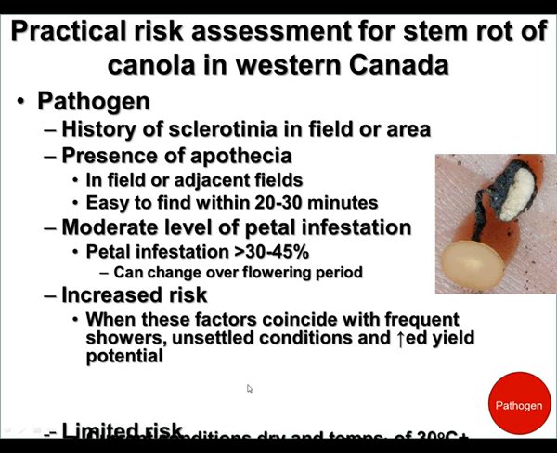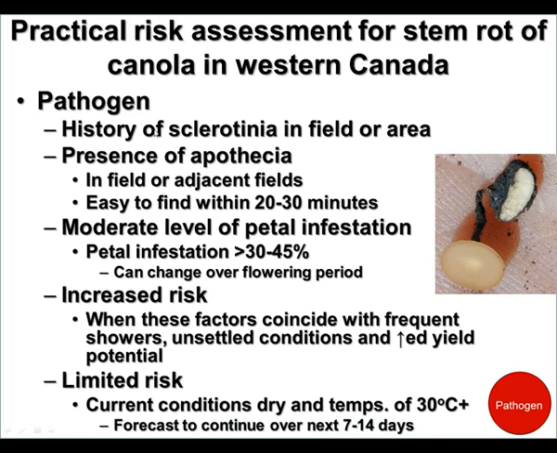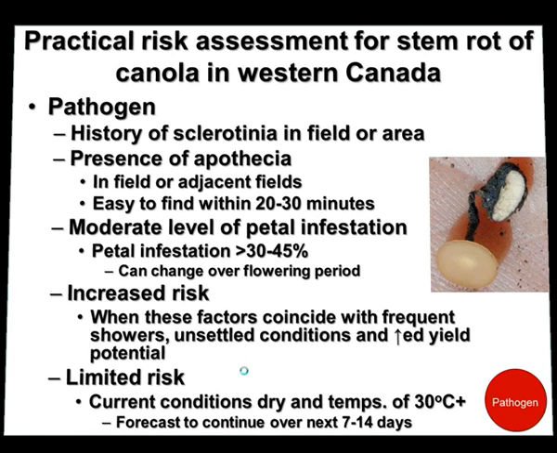So you have an increased risk when these factors all coincide with frequent showers, unsettled conditions, and increased yield potential. There's a limited risk even if you have these factors, if the current conditions are dry and maximum daily temperatures are forecast to be 30 degrees C and plus. And so if you go out into the crop canopy and the canopy is dry at 8 or 9 in the morning, the risk for Sclerotinia is going to be fairly low.